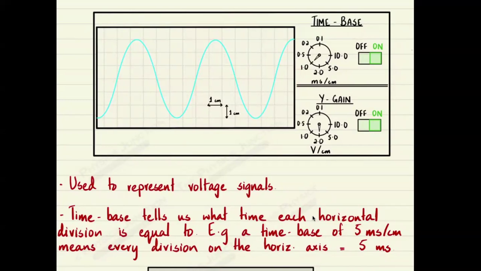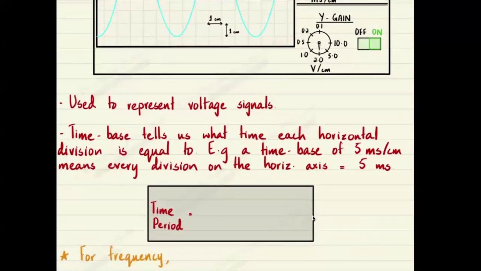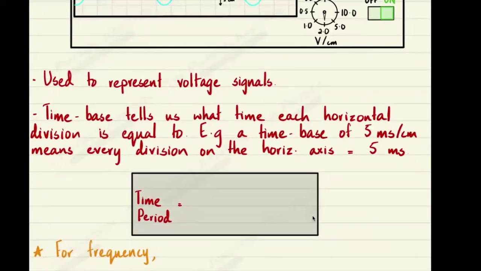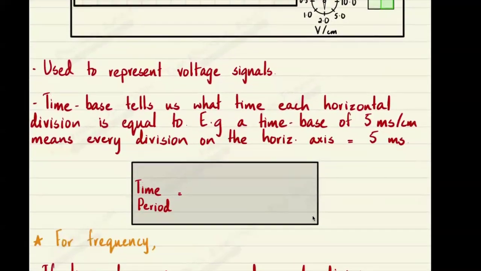So the time base just tells us what time each horizontal division is equal to, right? So for example, if you have a time base of 5 milliseconds per centimeter, this means that every division on the horizontal axis is equal to 5 milliseconds, right? So that's the idea here. Now for the time period, you just have a very basic formula that you need to know. And it's not even a formula as such, it's just a unitary method. So basically, if every division is equal to 5 milliseconds, it makes sense that for the total time period, you would just multiply by the number of divisions.